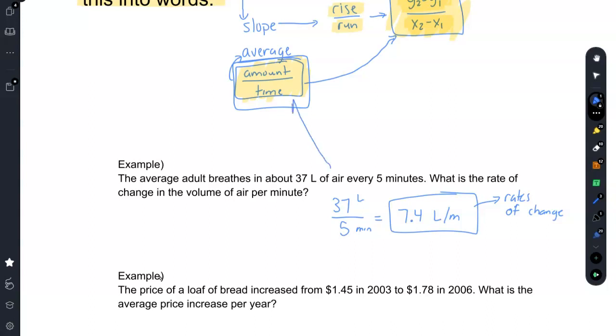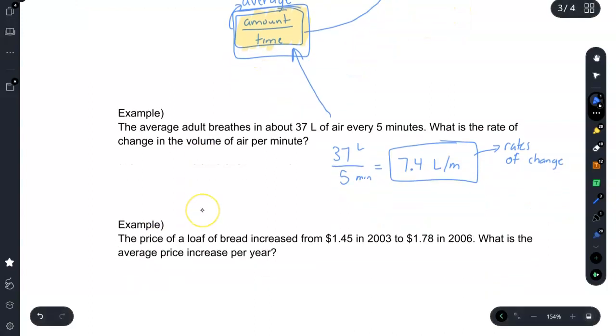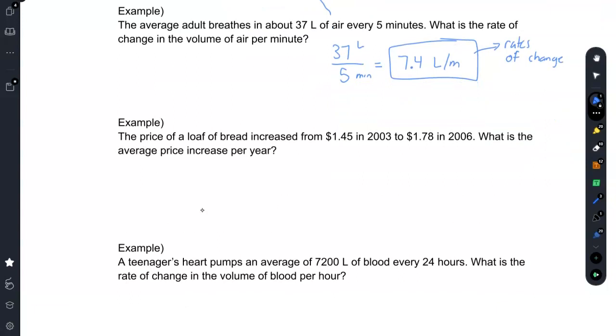That would be my rate of change. And for that one, I just used amount over time. I'm going to come back to this one in a second and show you how we're going to link that to y2 minus y1 over x2 minus x1. With the second one, the price of a loaf of bread increased from $1.45 in 2003 to $1.78 in 2006. What is the average price increase per year?